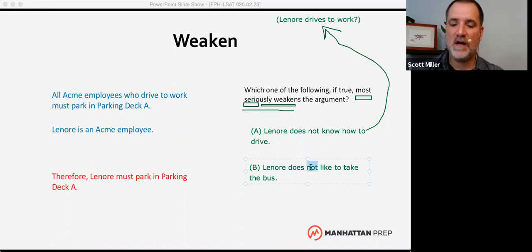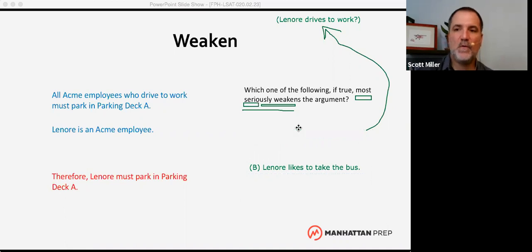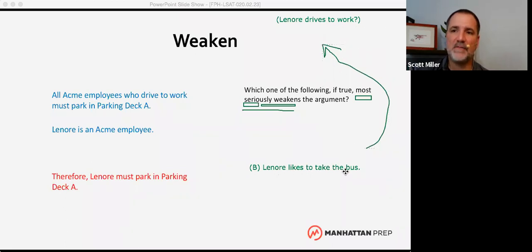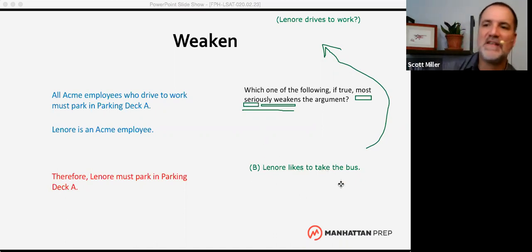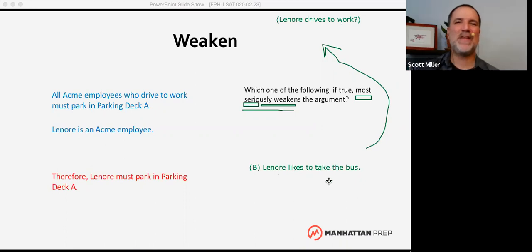But if we said Lenore likes to take the bus, does that weaken? Yeah. So again, an answer choice to a weaken question can bring in something totally out of left field. The bus, where does that come from? But what happens if it's true? What happens if Lenore really does like to take the bus? It makes it a little bit less likely that she drives to work, which weakens our argument. And again, it's really comparing this to the other answer choices. You might be saying, yeah, but that doesn't weaken the argument very much.